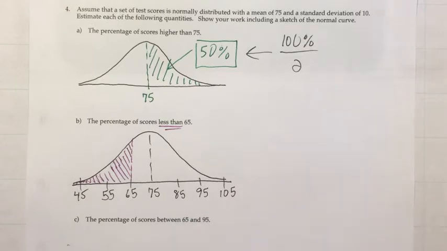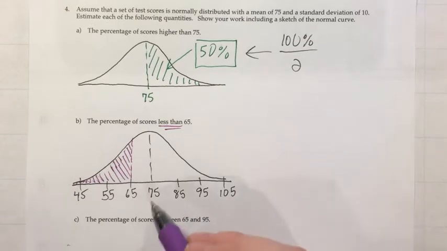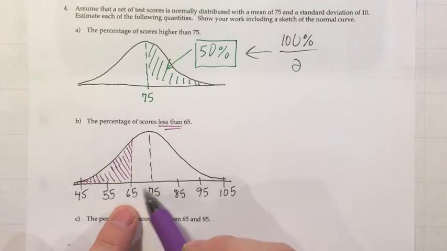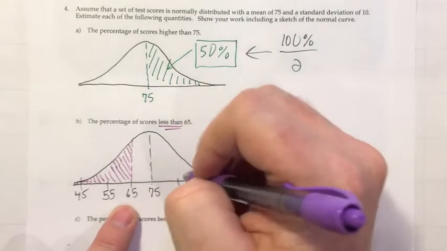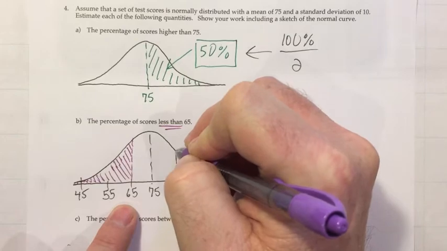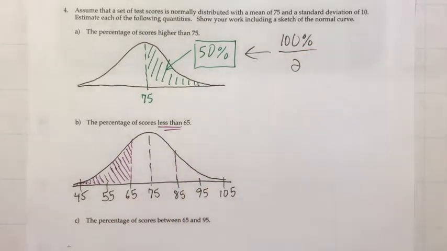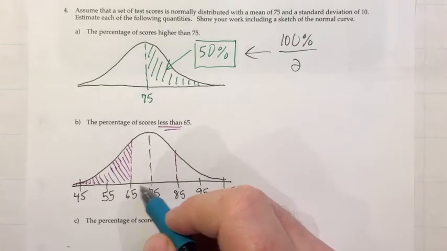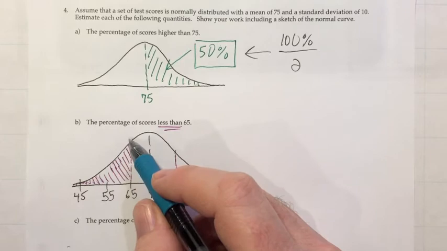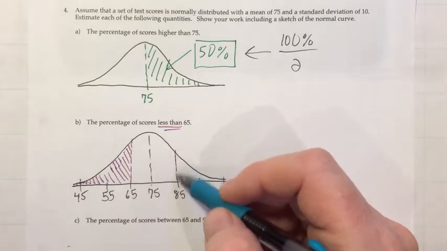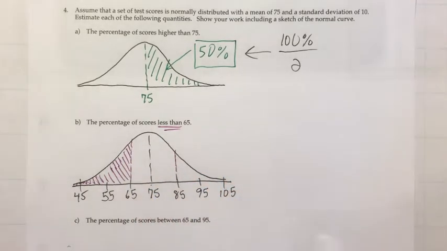All right, so how do we find that area? Well, what you need to take advantage of on these curves is the symmetry and the empirical rule. So we went over one notch to the left, so I'm going to draw one notch to the right also. I'm not going to shade to the right because they didn't ask about more than 65, but to incorporate the empirical rule into this, I need that symmetry. So if I have a boundary that's one standard deviation to the left, I'll also draw in one to the right.